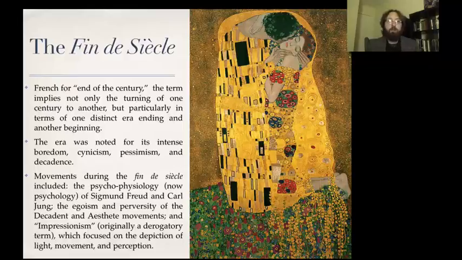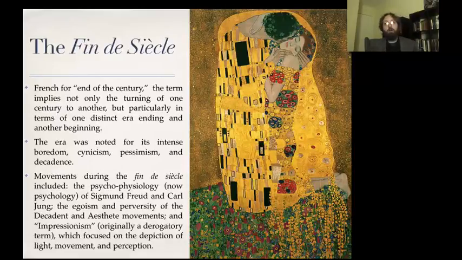Important movements during the fin de siècle include psychophysiology, now just called psychology, of Sigmund Freud and Carl Jung. There is also the egoism and perversity of the decadent and aesthete movements, as well as impressionism, which was originally a derogatory term and focused on the depiction of light, movement, and perception.